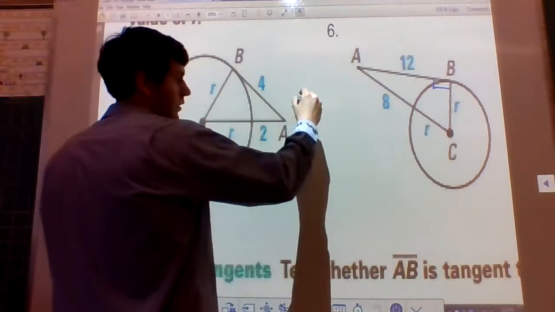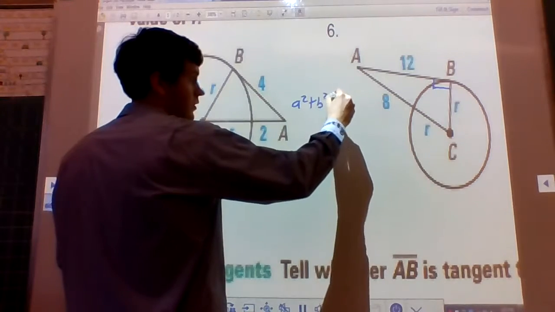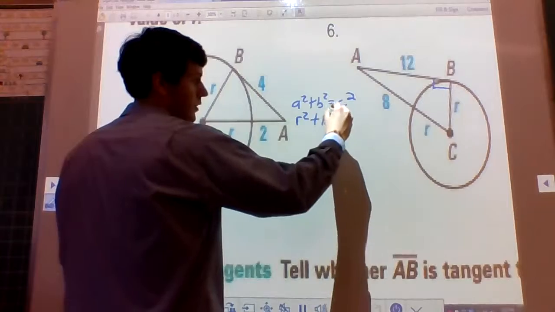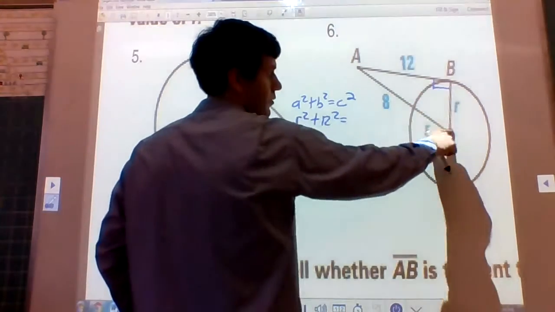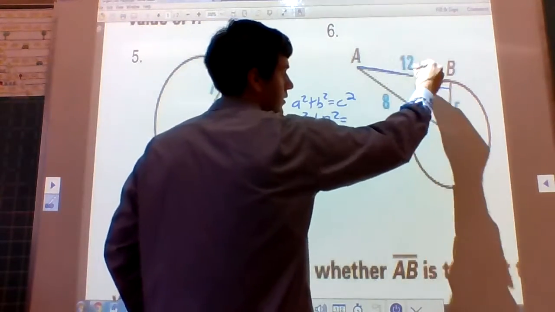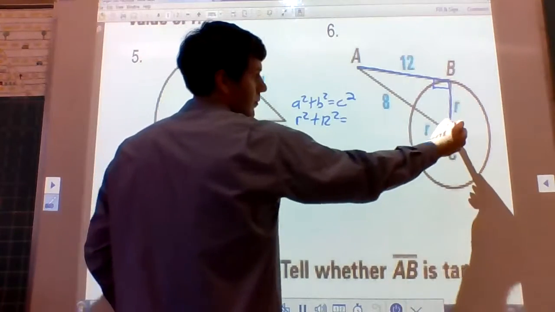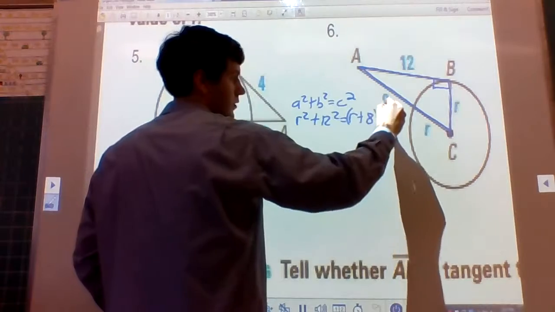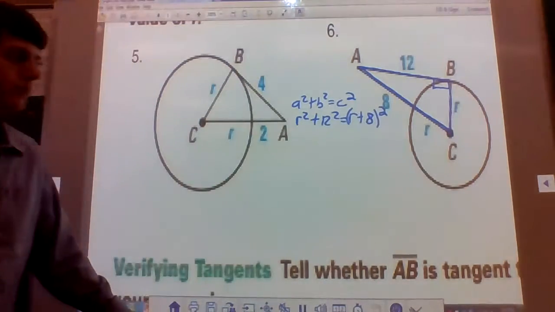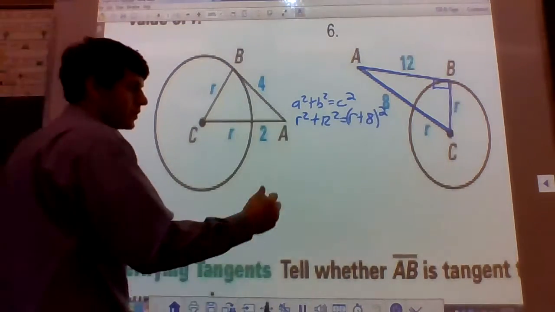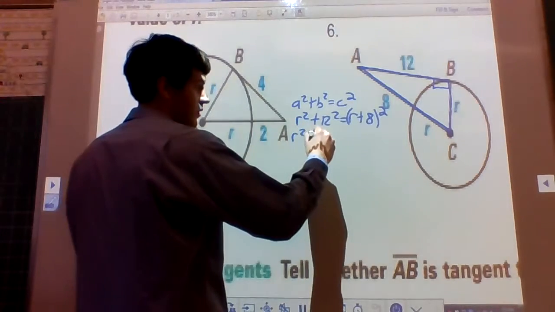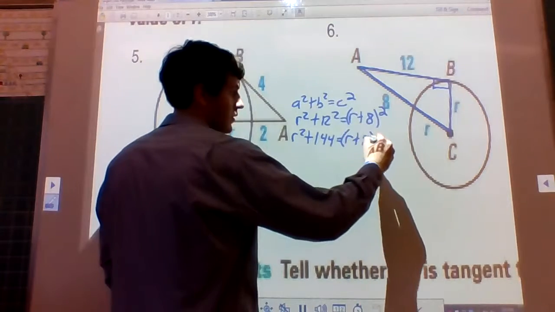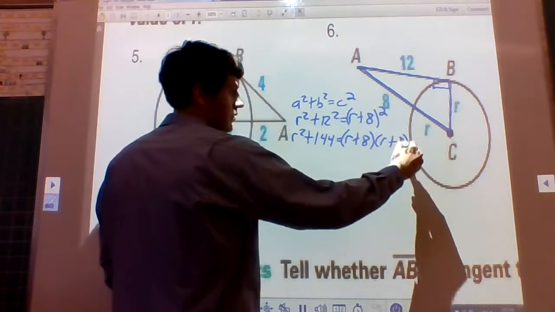So in our formula for a squared plus b squared equals c squared, we're going to have r squared plus 12 squared. Those are the legs, and then the hypotenuse is r plus 8. So that's r plus 8 squared. So r squared plus 144 is going to equal r plus 8 times r plus 8.